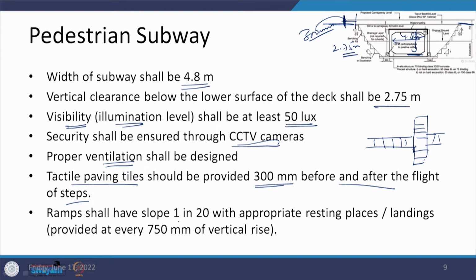If the ramps are there, as we discussed, then the slope shall be 1 in 20, and when we are talking about this slope, again now in this case, because the number of risers are going to be more, we are going 2.75 meters down, and even it is going to be maybe more than that, because the deck is also going to be there. This 2.75 is the clear height. So, looking at this aspect, the landings have to be taken care of. So, at appropriate levels these landings will be there, and what it says is that at every 750 mm of the vertical rise, the landings should be provided.